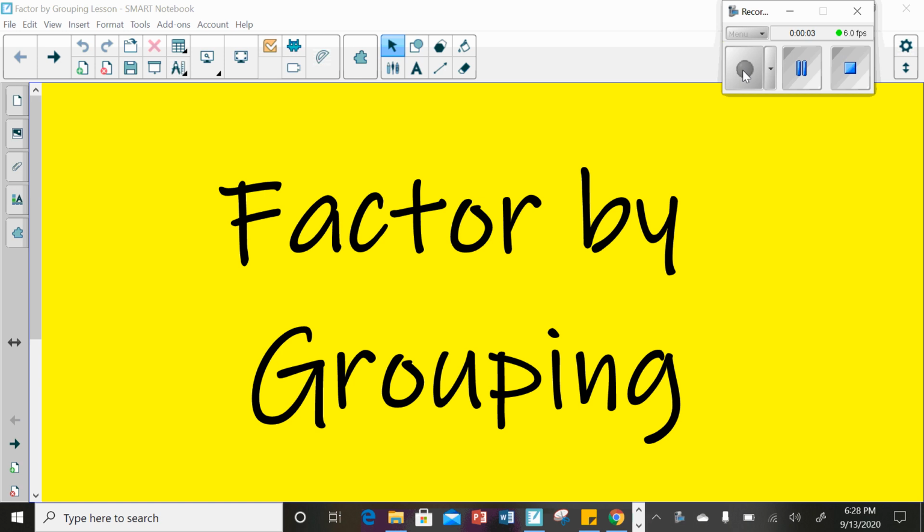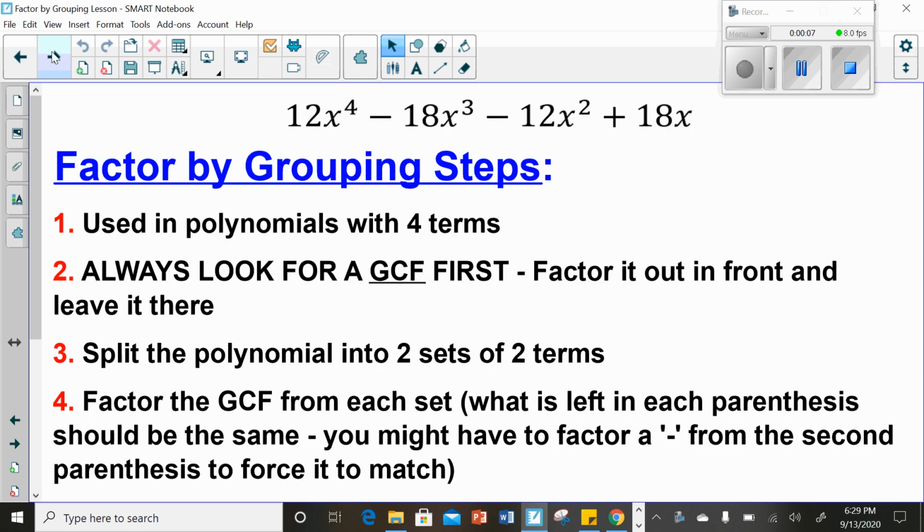Today we're going to look at factor by grouping. So I've listed out here for you 4 steps to follow. If you get lost in the process, go back to these 4 steps and make sure that you're following them exactly. So we are going to start by looking at this polynomial.